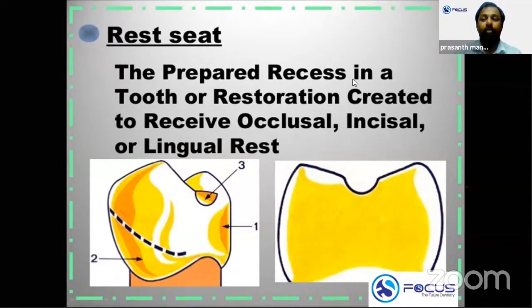What happens if there is no rest seat preparation? If you don't give a rest seat preparation, what is going to happen? Anybody can answer. If you know it, be frank or be bold enough to answer it. Let it be wrong, no problem. That's how we learn it. We'll have a discussion, only then we will remember it. Anybody? What happens if you don't prepare a rest seat over the tooth or the restoration?